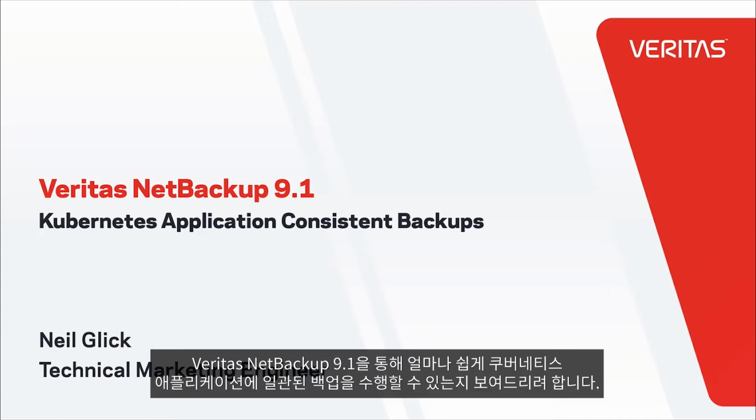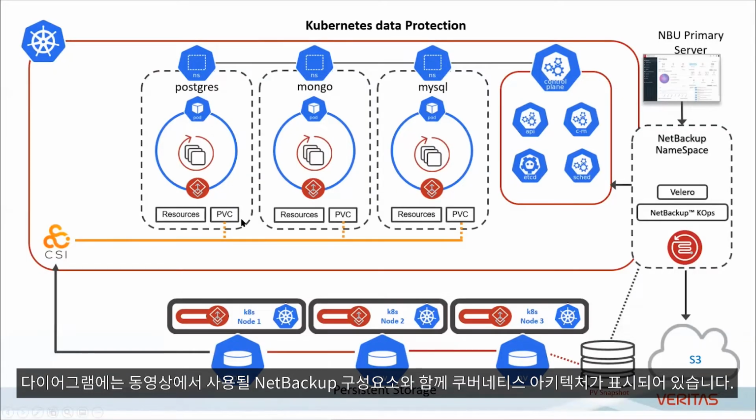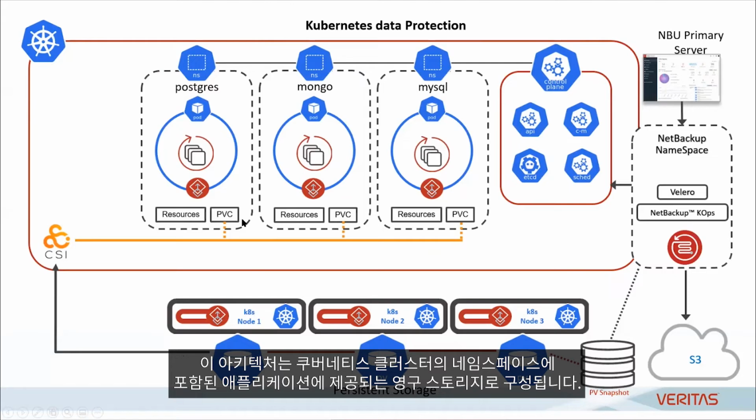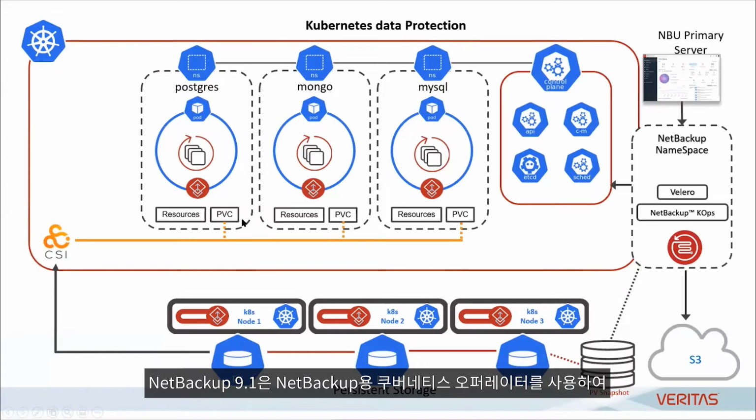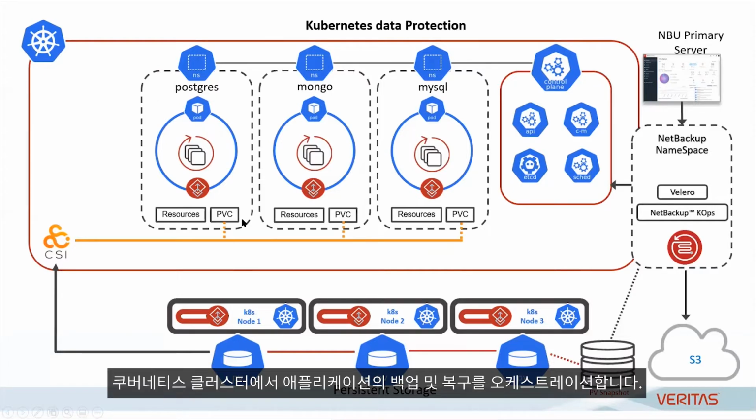Today, I'd like to show you how easy it is to use Veritas NetBackup 9.1 to perform a Kubernetes application consistent backup. Here, we can see a diagram that represents the Kubernetes architecture along with the NetBackup components that will be used in this video. The architecture consists of persistent storage provided to the applications contained in the namespaces on the Kubernetes cluster.